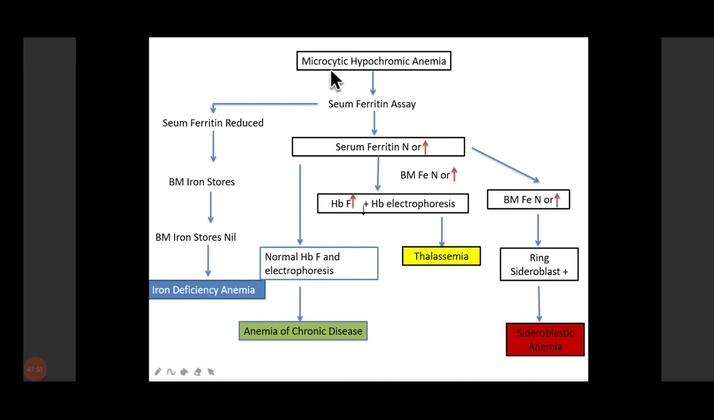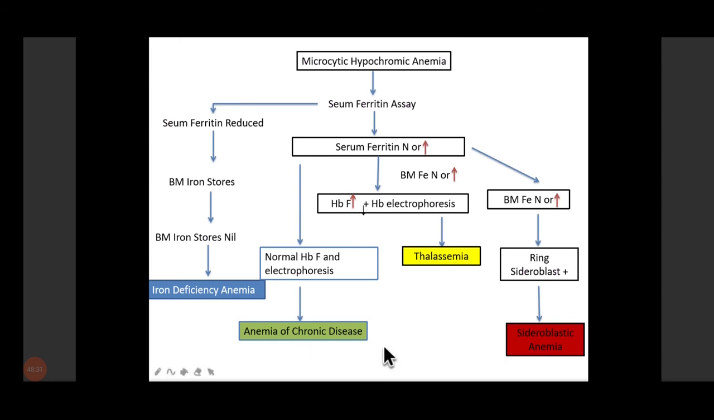If the Hb electrophoresis is normal, you know for sure this is anemia of chronic disease. So ferritin normal or increased with normal electrophoresis is anemia of chronic disease. Abnormal electrophoresis or HPLC is thalassemia. What if the bone marrow iron is normal or increased, and we see ring sideroblasts in the marrow when you do the Perls stain? That is sideroblastic anemia. That is the gist of microcytic hypochromic anemia, with smaller, more hypochromic red cells. This is what happens in microcytic hypochromic red cells.